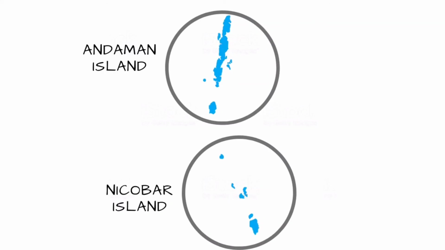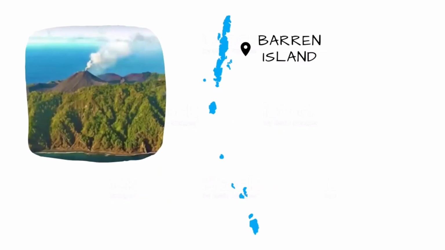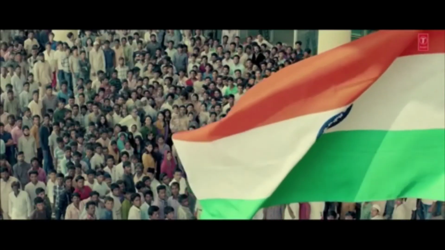Now we are going to take Andaman and Nicobar. Barren Island is the most important island in the Andamans. It has some volcanoes.